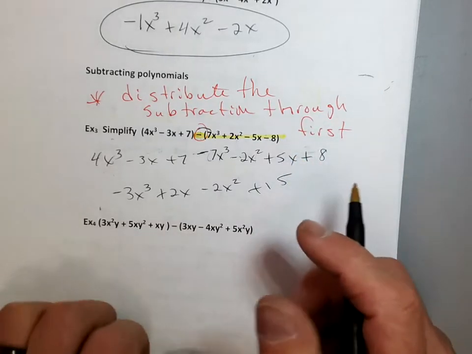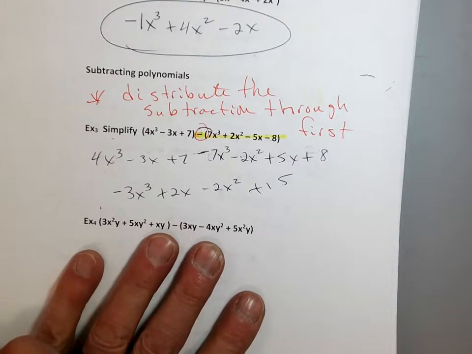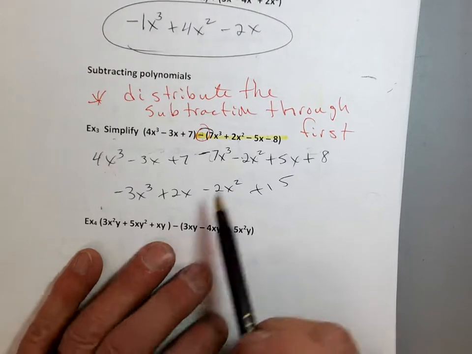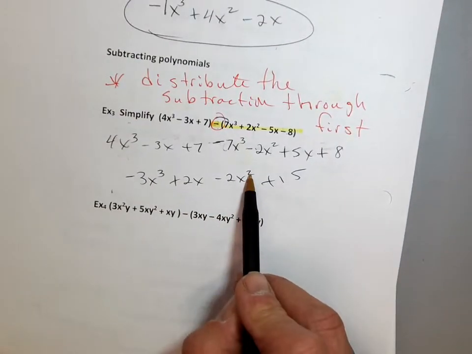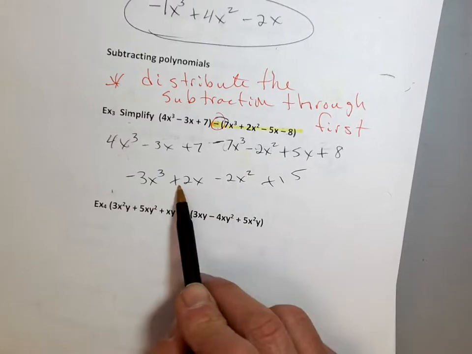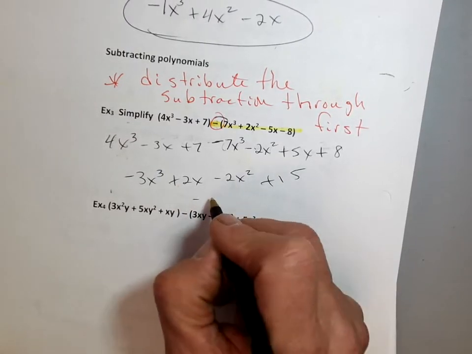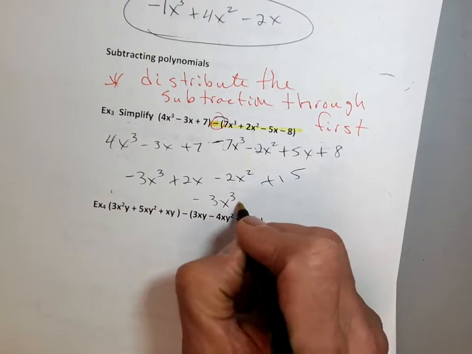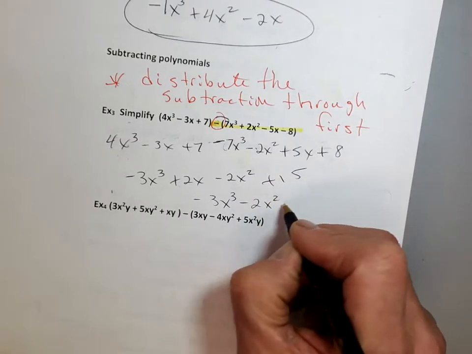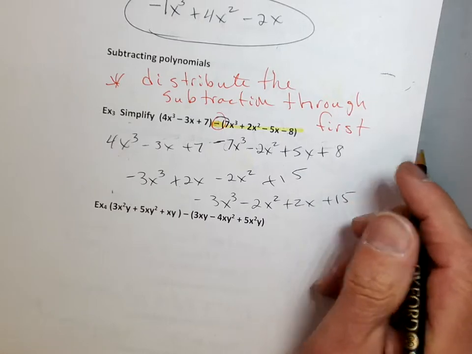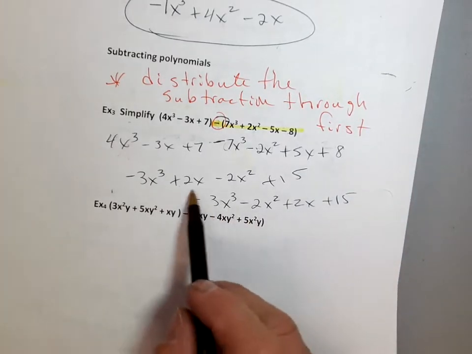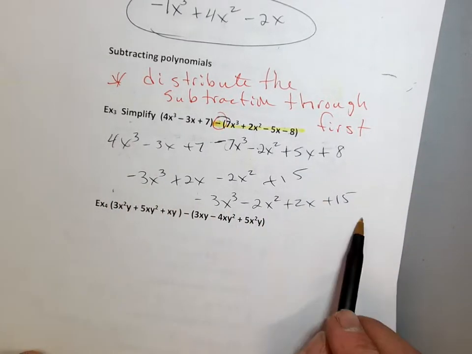Now, there's one more thing I should do. What should I do? One more thing I should do. Put it in standard. Yep. Let's get this one, the x squared, before the x. Nice job. So I'm going to go minus 3x cubed minus a 2x squared plus 2x plus 15. Very good. So I probably would never mark this wrong on a test, but it should be in standard form, okay?